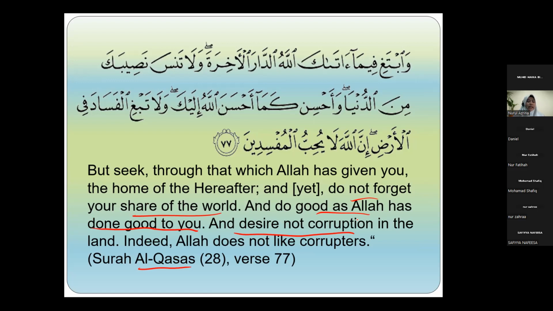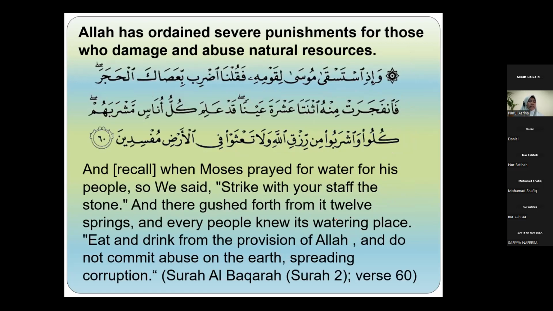So because we know that corruption has occurred on land due to human acts itself. So we are actually now tasting the effect of our own act. So which can cause the population to be affected as a whole. Kan? Okay. In another verse, Allah mentioned in Surah Al-Baqarah, okay? And eat and drink from the provision of Allah and do not commit abuse on the earth and spread corruption. So whatever that we do, kita kena make a way how to replenish it, right? So to sustain it for future.